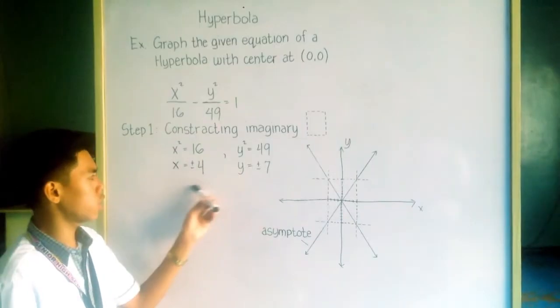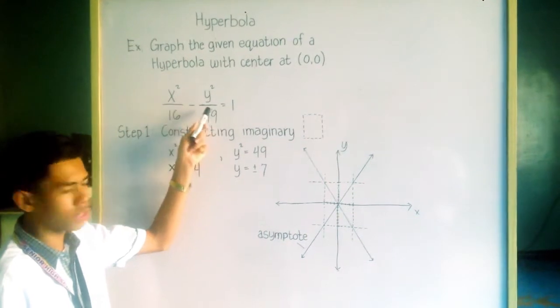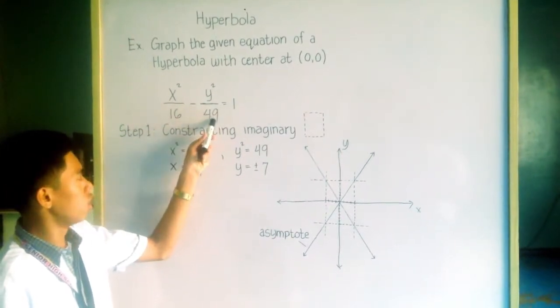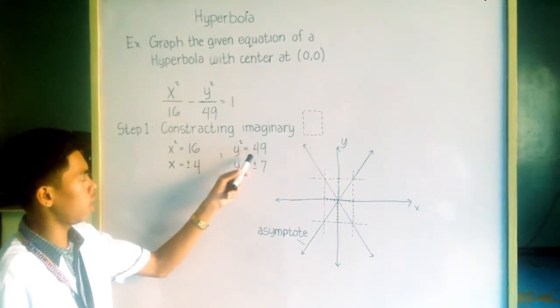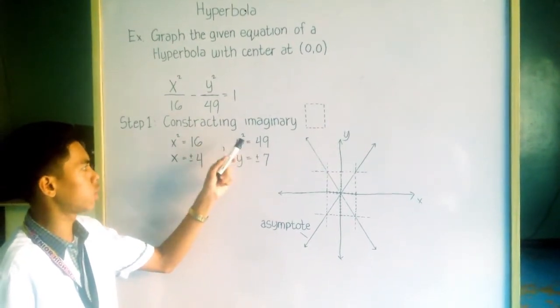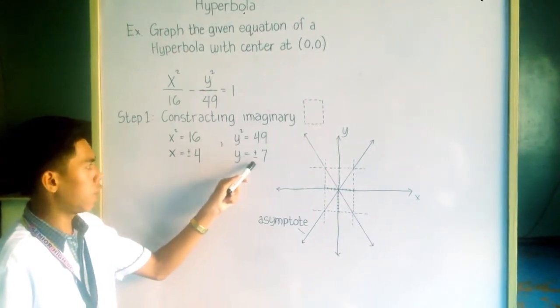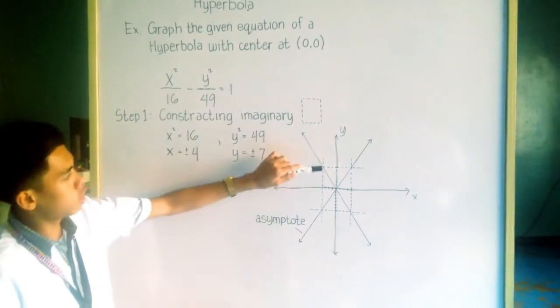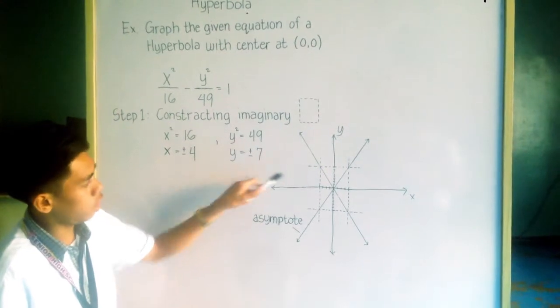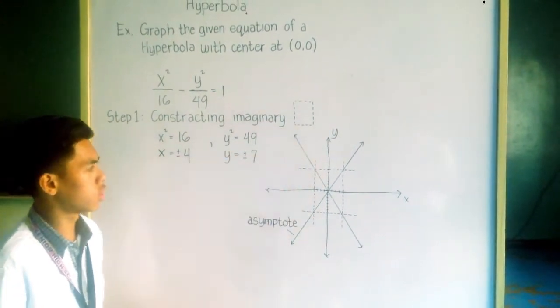It is the same process for y squared is equal to 49. Let us use the denominator of our second term, which is 49, and we all know that 49 is a perfect square. So let us take the square root of 49, which will give us plus or negative 7, the number of units from the center along the y-axis.